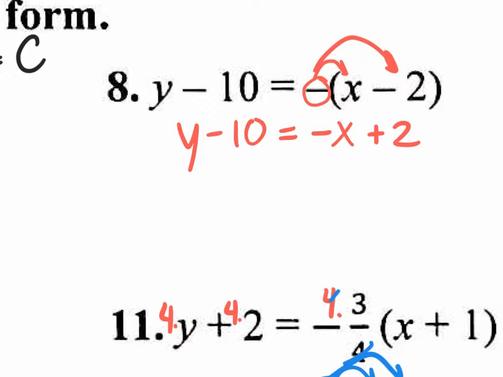Now, if they asked me to do slope intercept, I would just add 10 and add 10 and I'd be done. But they don't want it in slope intercept. What do they want it in? Standard. And standard has x's and y's on the left side and the number on the right side. So what do we do to get the x's and the y's on the left side of the equal sign? -x.